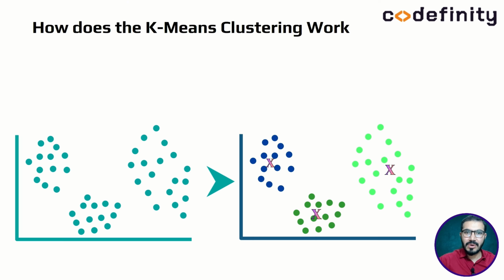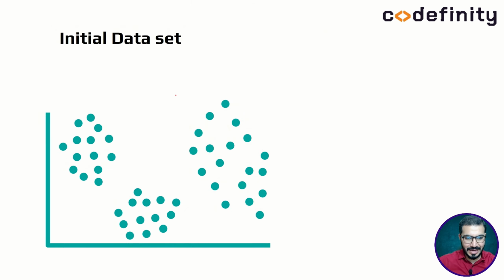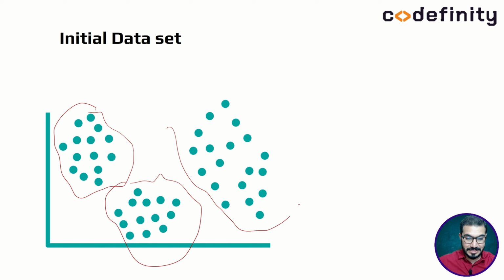Now let's learn how k-means clustering actually works. How can we transform the points on the left-hand side into the clusters on the right-hand side? First of all, here we have the initial data, and visibly it looks like there should be 3 clusters of this data. Again, visibly it looks like.